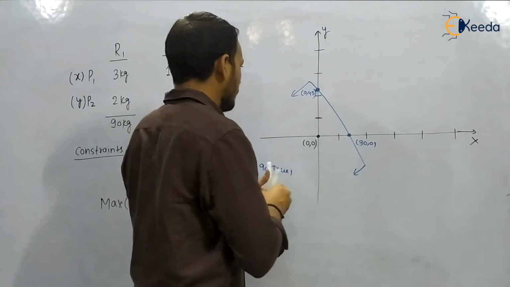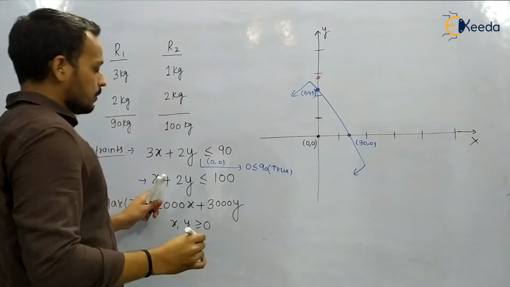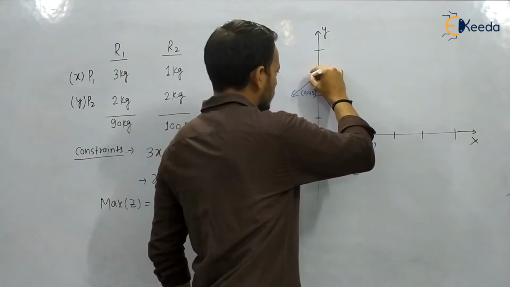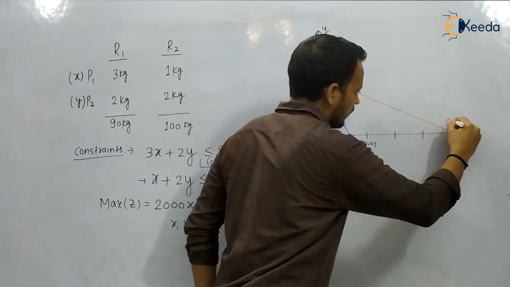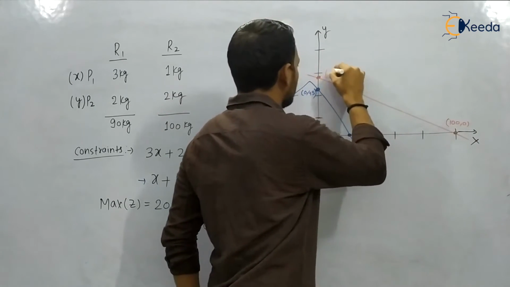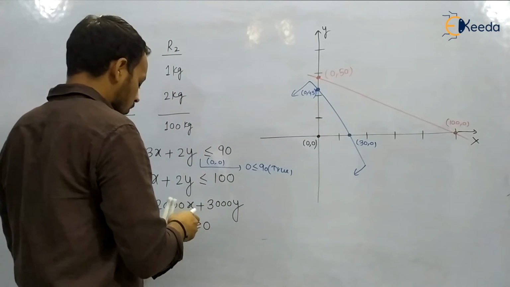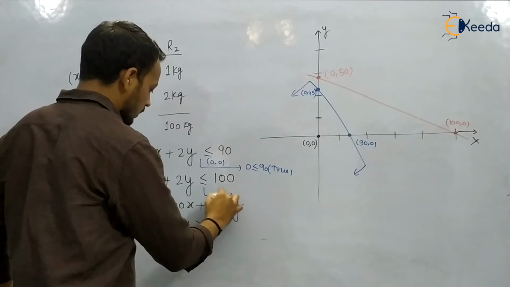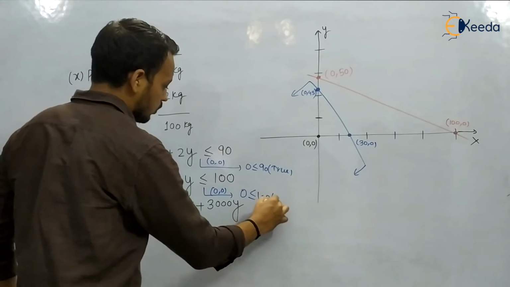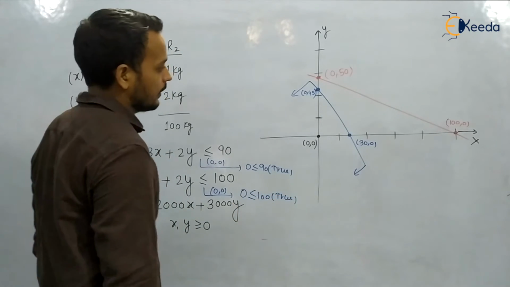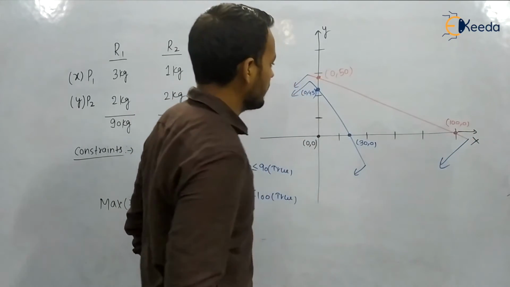When x is 0, then y we have got 50, and when y is 0, then x we have got 100. So this is 100 comma 0 and this is 0 comma 50. Okay, and now how to show the nature? 0, 0 you are going to put, you will get 0 less than or equal to 100. So the condition is true. The condition is true means the graph is again shaded towards the origin.